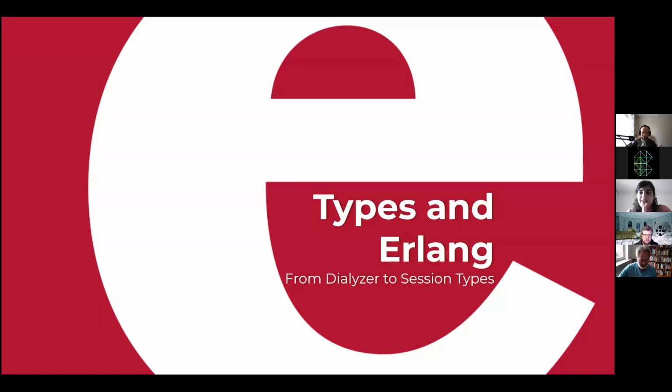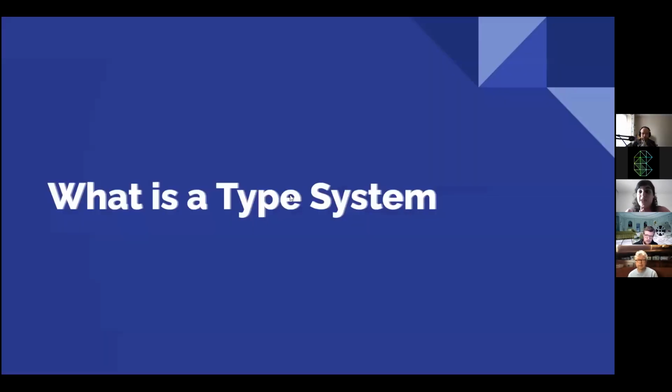Here we are. Great. So we're going to talk about types, starting with what is a type system? Because a lot of people here might have heard about types and have even a whole idea of what it is, but it's good to have a clear conception of this for us to start talking about session types and what we have done already on Elixir and Erlang. In any case, let's start here. What is a type system? It's the first question one has to ask before we can talk about type systems per se.